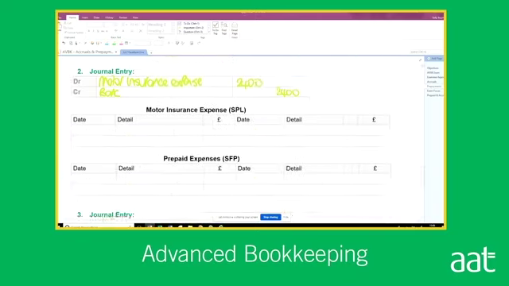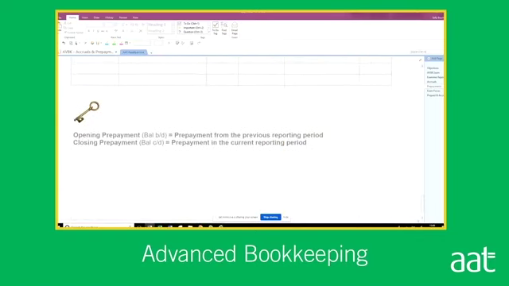So very quickly, the key. So accruals, opening, closing, fundamental. We also need to know it for prepayment. So an opening prepayment is the prepayment that relates to the last or the previous reporting period, where your closing prepayment relates to the current reporting period.